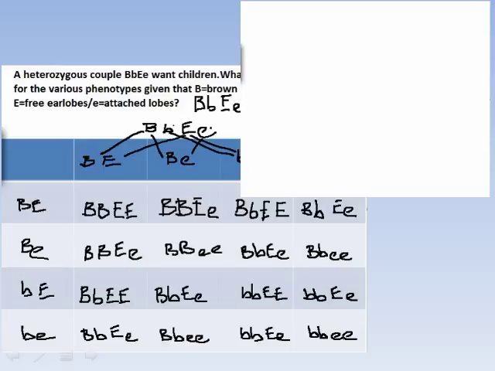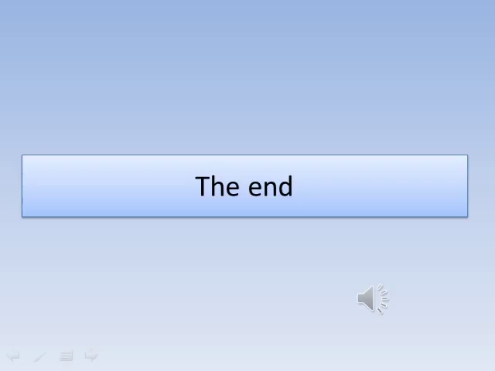So that's how you do a dihybrid cross using a Punnett square. Always remember that it's a ratio expressed out of 16, not out of 4, as we did with monohybrid crosses.